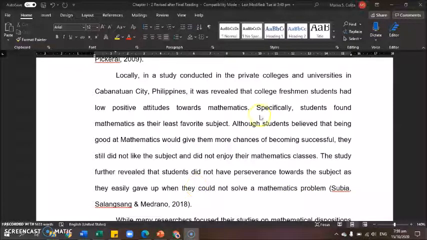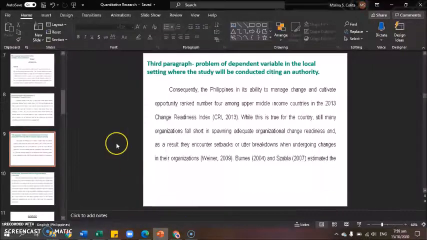Okay? So again, third paragraph, problem about your second variable or variable B in the local setting. So you can find this in the results of published studies. So again, dun balik sa Google Scholar or sa ProQuest. Okay, proquest.com. Right, so let's continue, third paragraph na yan.